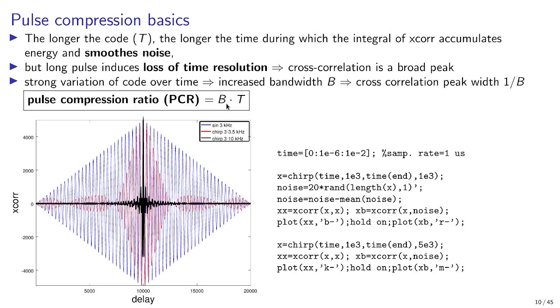If we multiply bits per second by the duration of the message, we end up with N, the number of samples in the code. So the longer the code, the better the signal-to-noise ratio improvement, and the correlation peak width is solely given by the bandwidth, or the maximum minus minimum frequency of a chirp in case of a sine wave.